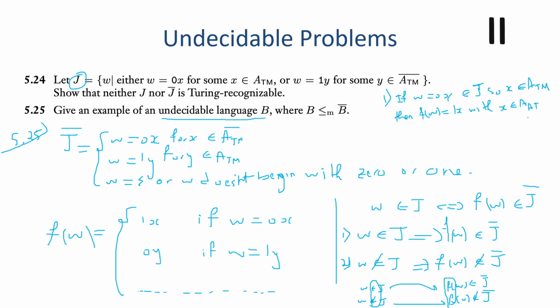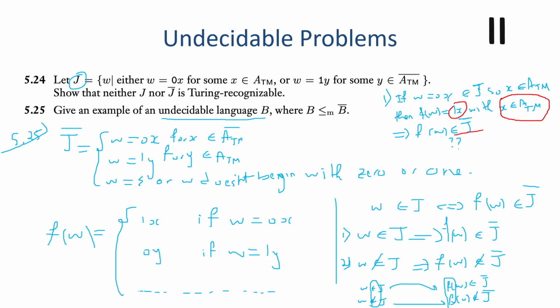Can I conclude that f of w belongs to J complement? Can I conclude this? Well, yeah. Let me fix this part. It does. Why? Check what the J complement definition is. J complement says, if you're some y in ATM that starts with a 1, I'll accept you. It's literally here, 1x with x in ATM. x or y, they're just arbitrary, right? They could be anything. Here I'm saying the mapping made it 1x and x is in ATM.